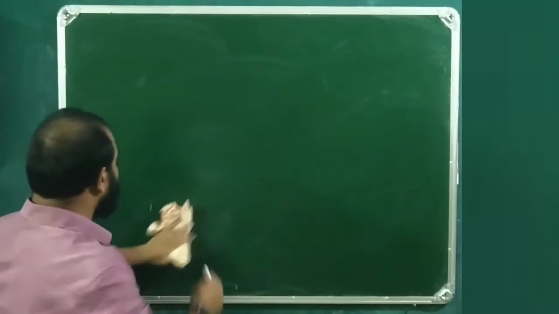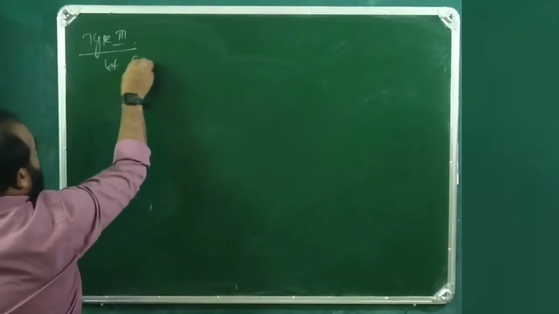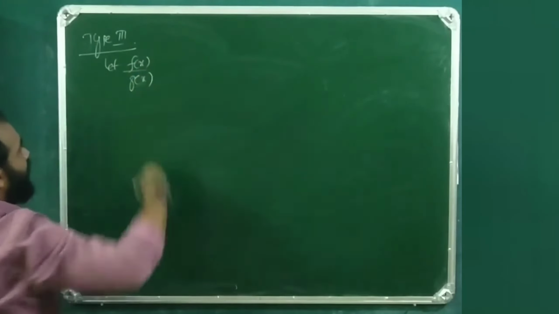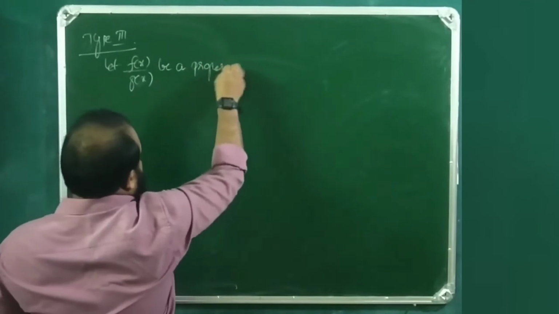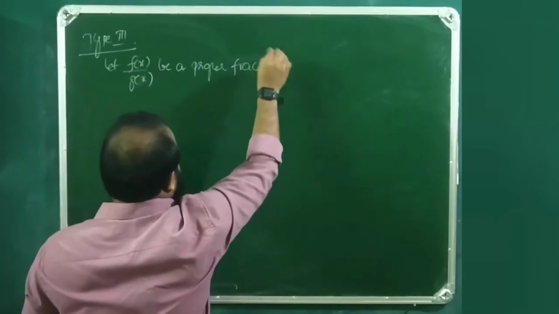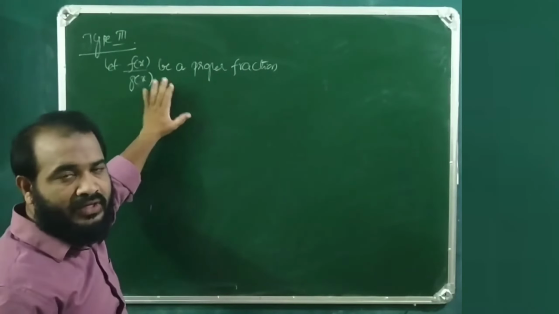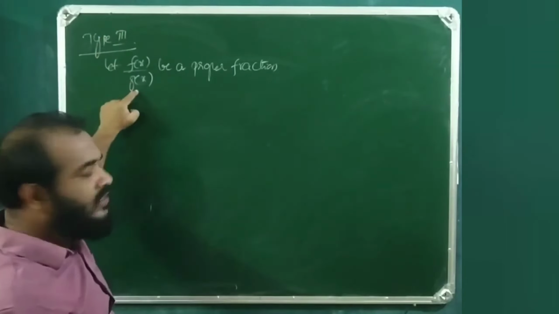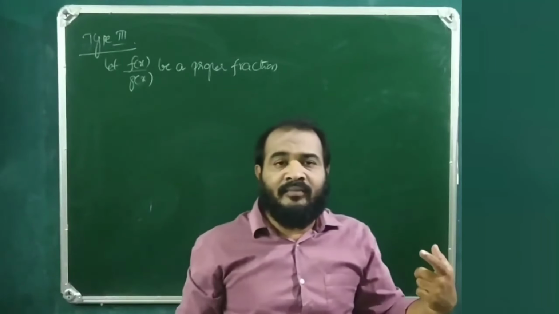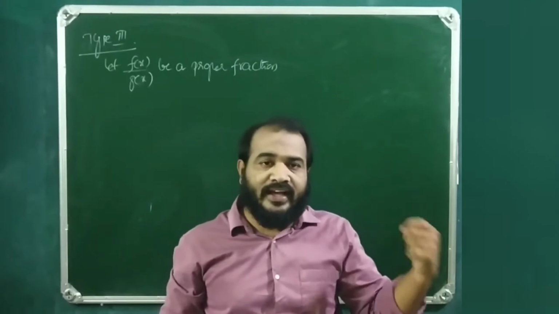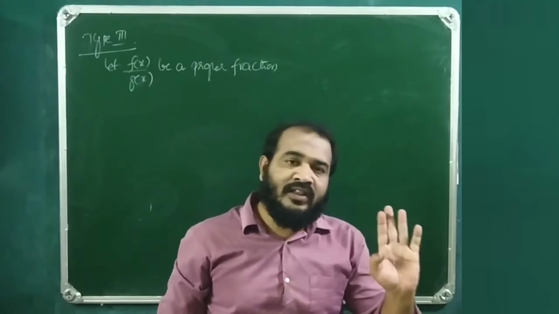Type 3 says, let f of x by g of x be a proper fraction. So the first condition is that this should be a proper fraction. Again, a proper fraction is one where the degree of f of x is less than the degree of g of x. I am telling you again, the degree is nothing but the highest power, the highest exponent of x in this polynomial.